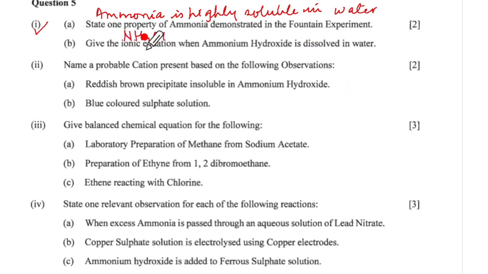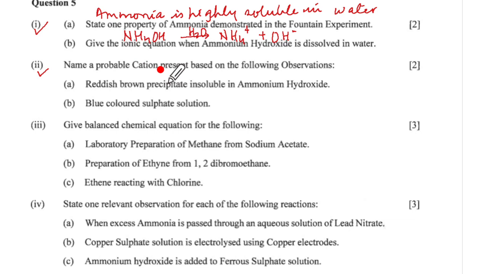So NH4OH, because it is NH4 plus and OH1 minus in presence of water, it is going to give us ionic equation, which means NH4 plus ion and OH1 minus ion. Come to the next one.